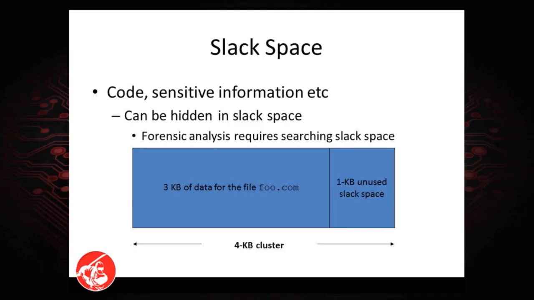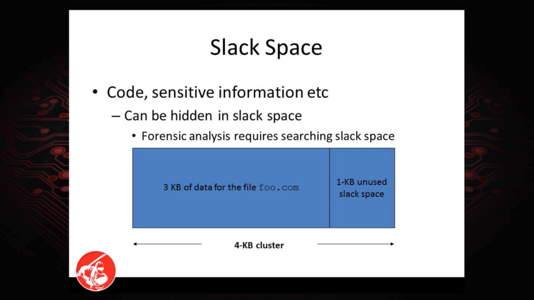With our red team hacker hat on, we look for slack space to hide information to cover our tracks. So if we come back later to the box, we know where to extract it and no one else does. Here's an example of slack space. We can put code there, sensitive information, passwords, we crack the hashes, those types of things. We can put all of that in slack space. Forensics analysis is required to search slack space.